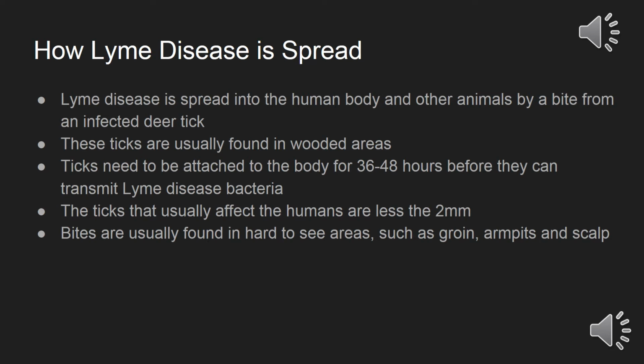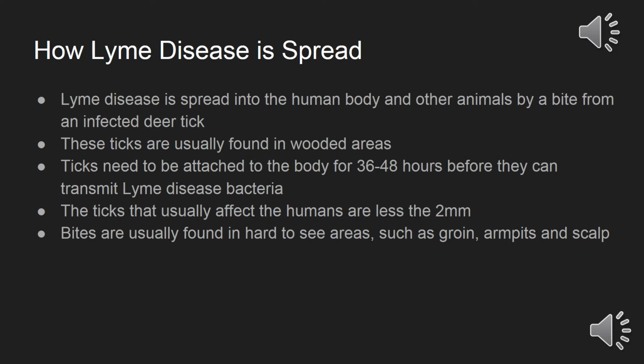One of the main things when looking at Lyme disease is trying to figure out how it is spread. From my research, I found that Lyme disease is spread into the human body, and could also be spread into other animals, by a bite from an infected deer tick. These ticks are usually found in heavily wooded areas, but could also be found in grass and backyards, also in bushes, anything that could hold a bug. Ticks need to be attached to the body for 36 to 48 hours before they can transmit Lyme disease bacteria. The ticks that usually affect humans are less than 2 millimeters, so you can just imagine how small those are. You barely even see them when they get on your body.